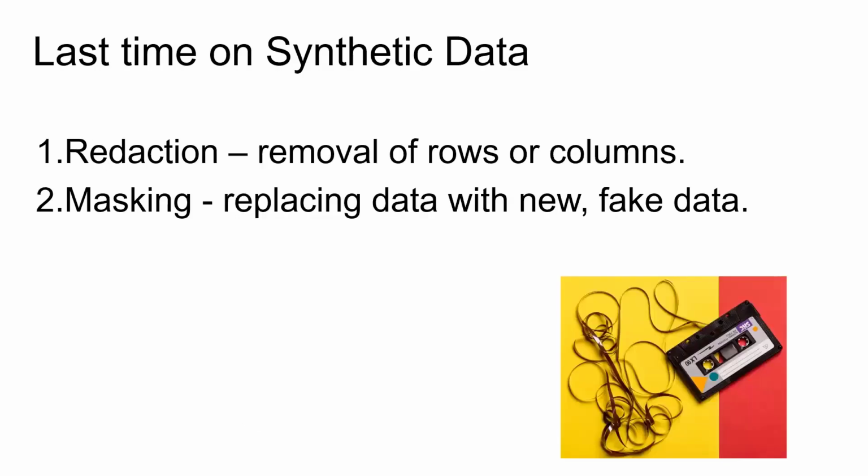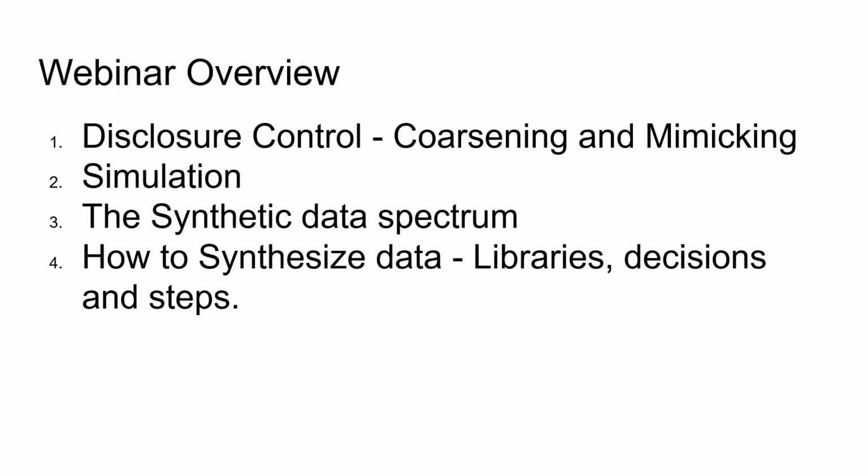So in our last webinar, we covered redaction, which is a method of disclosure control that basically involves removing entire rows, columns, or parts of the data, and why that might be appropriate. And also masking, another method of disclosure control where we replace data with new and hopefully clearly faked data, but it doesn't have to be fake data. In this webinar, we're going to finally get to touch on the cooler parts of this topic. So we'll start by finishing off those disclosure control methods. We're going to cover something called coarsening and something called mimicking. And then we're going to dive into some case studies on simulation.